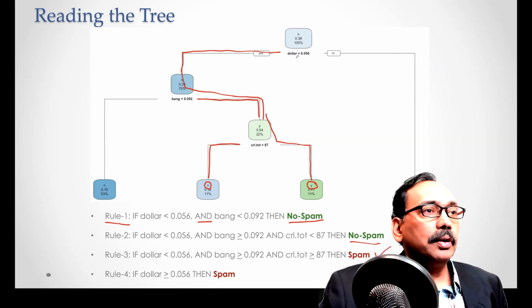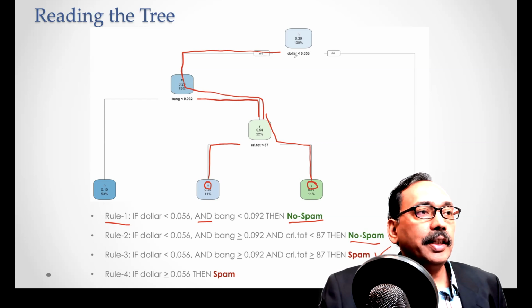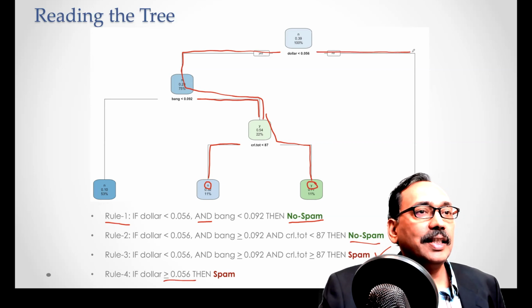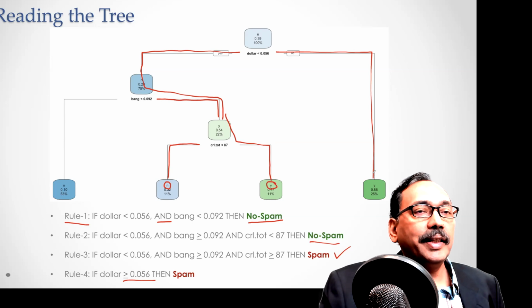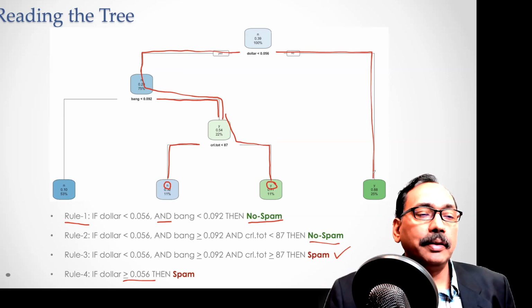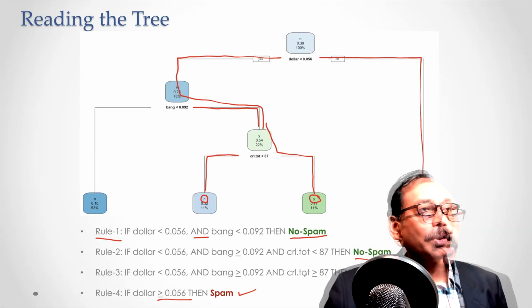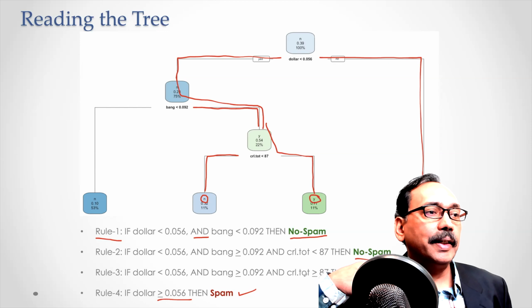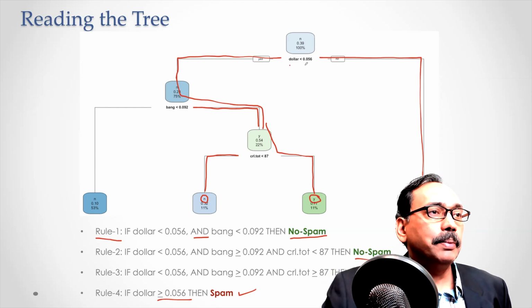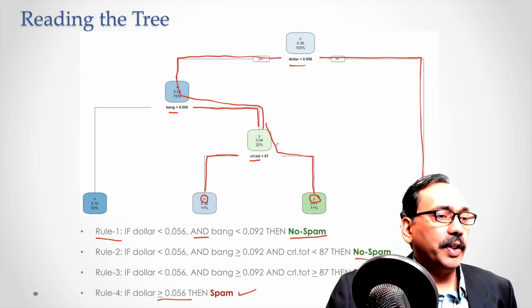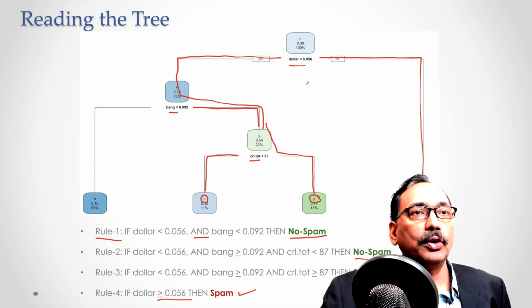For the last rule, very simple. If you see number of dollar signs more than or equal to 0.056, you turn this side and immediately you arrive at a terminal node, and the prediction is that it is a spam. You have many variables in this data, but ultimately these 3 variables, dollar, bang, and crl.total, they decide whether an email is likely to be a spam or not.